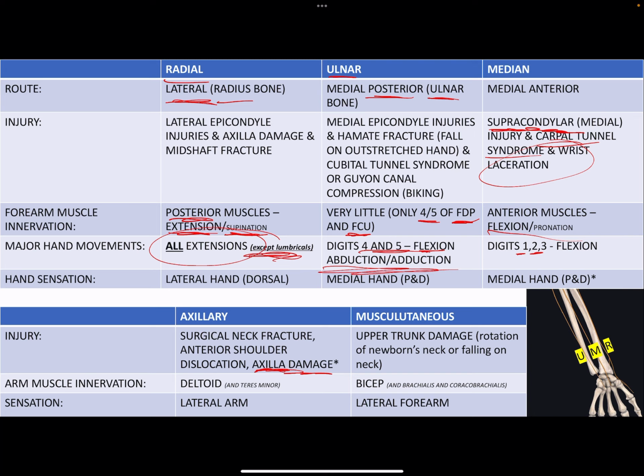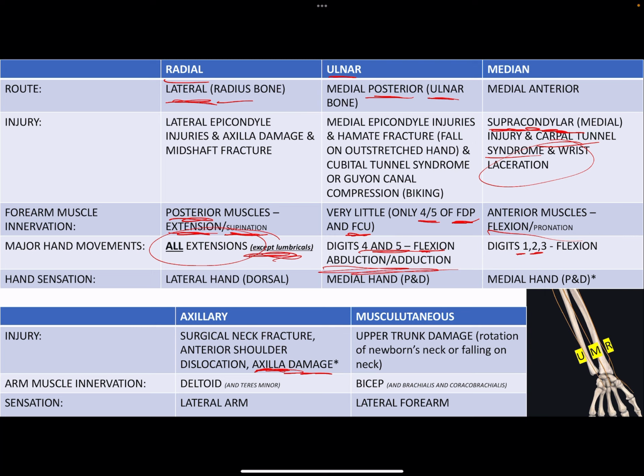The musculocutaneous is rare, but like upper trunk damage. So if you rotated a newborn's neck, or someone falls on their neck, or someone tries to hang themselves and fails, but does permanent damage because of the stretching of the upper brachial plexus.